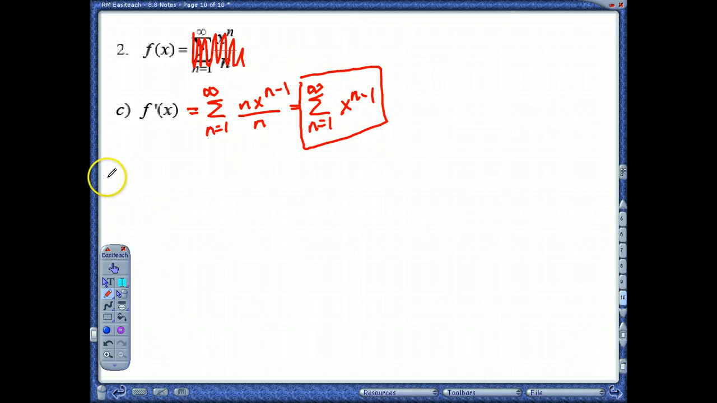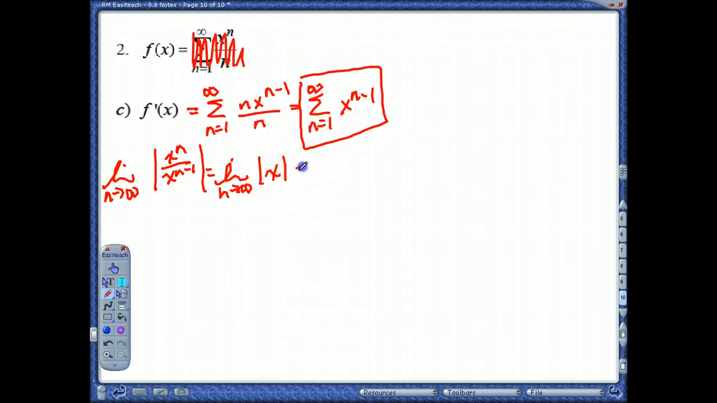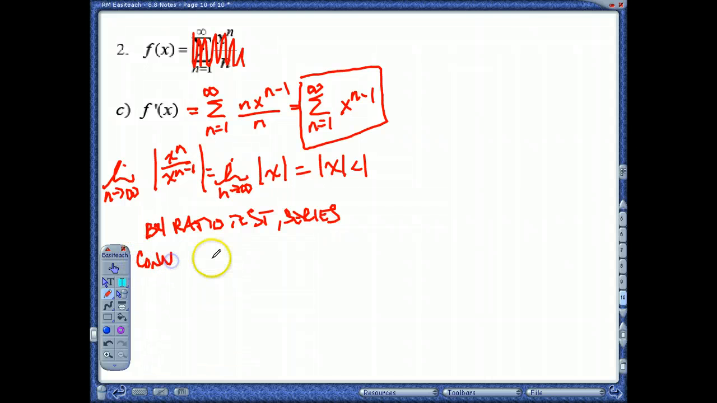Okay, so when I do my ratio test, I've got x to the n over x to the n minus 1. So I get right to it. This is just x. So it's going to equal the absolute value of x, which is going to be convergent when it's less than 1. Okay, so by ratio test, the series is convergent when the absolute value of x is less than 1.